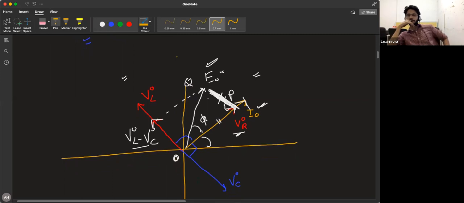So can you repeat? Yes, I'm saying if I take the other case in which V naught C is greater than V naught L, then what changes will be there in the phasor diagram? So the resultant would be in the direction of V naught C. Good. Everyone is getting that if V naught C is greater than V naught L, then we take V naught C minus V naught L, right? V naught C minus V naught L.